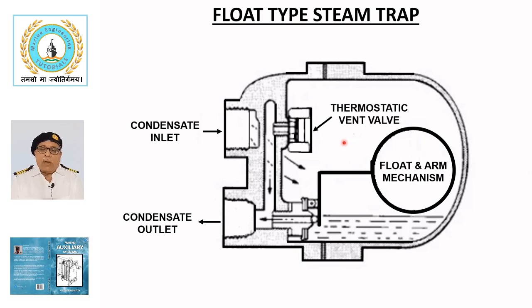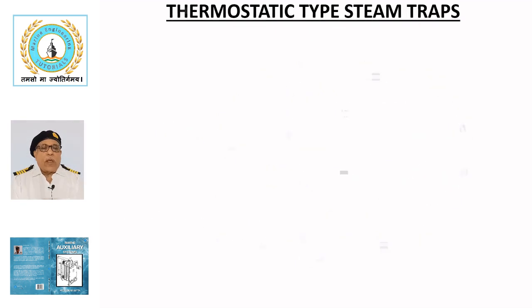As the discharge valve is below the water line, it employs a venting system to discharge non-condensable gases through a thermostatic element which opens the valve when cooler non-condensable gases are present but closes the valve in the presence of hotter steam. Thermostatic type steam traps.